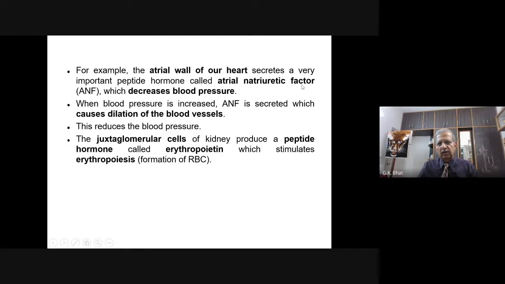You must know, atrial natriuretic factor is also called atrial natriuretic peptide, ANP. When blood pressure is increased, ANP is secreted, which causes dilation of blood vessels, and thereby reduces the blood pressure. The juxtaglomerular cells of the kidney produce a peptide hormone called erythropoietin, which stimulates erythropoiesis. So the kidney also produces a hormone. You have already heard about renin. Erythropoiesis is nothing but the formation of red blood cells.